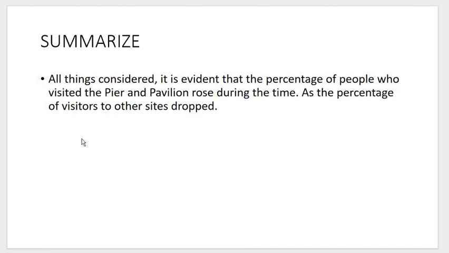Then how to summarize. Give your key point summary which we observed. Let's see the example. All things considered, it is evident that the percentage of people who visited the pier and pavilion rose during the time as the percentage of visitors to other sites dropped. This is a summary. This is what we observed from the graph we discussed, right? Likewise you can use words like overall or to summarize in the beginning for other questions as well.